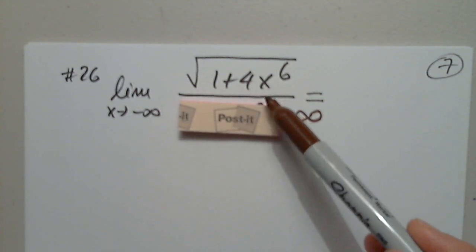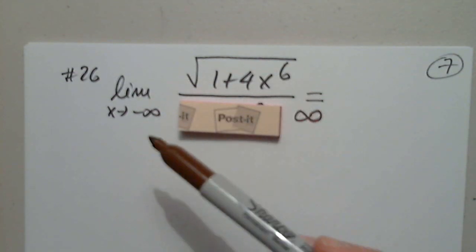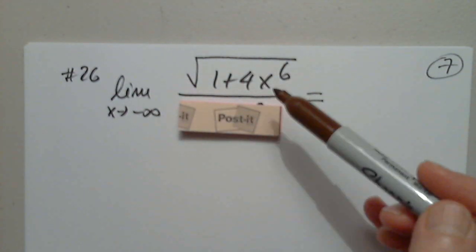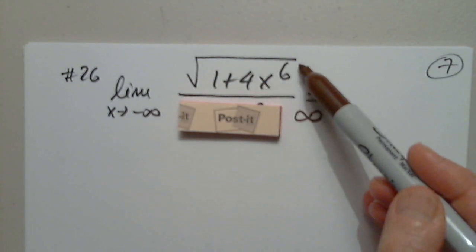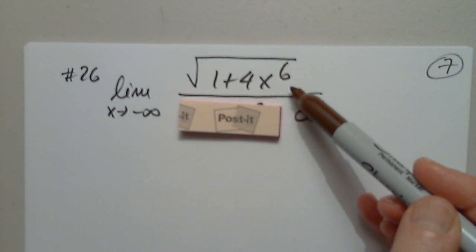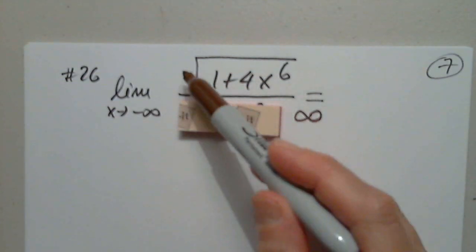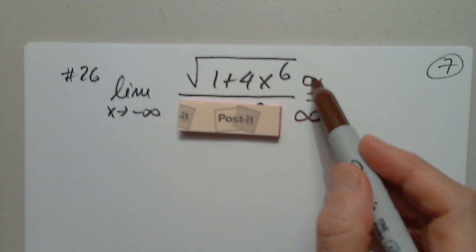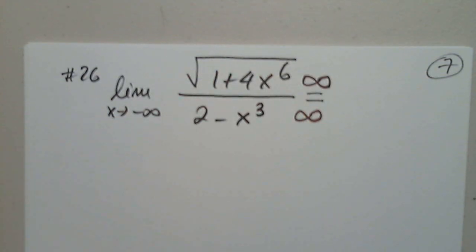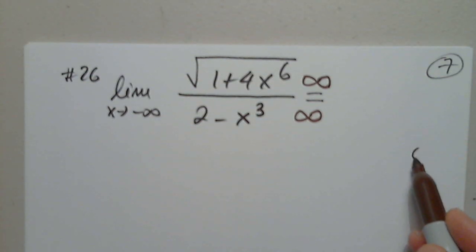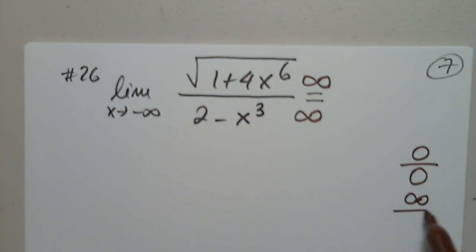Okay, now careful here with the numerator. Let's take it piece by piece. Where is x to the 6th going when x approaches negative infinity? Just this piece right now. Positive infinity. Perfect. Times 4, who cares? Plus 1, who cares? The square root of positive infinity is infinity. Okay, so there is hope. Remember, 0 over 0 has hope, infinity over infinity has hope. We don't know. It could be anything. But they have hope initially at least.